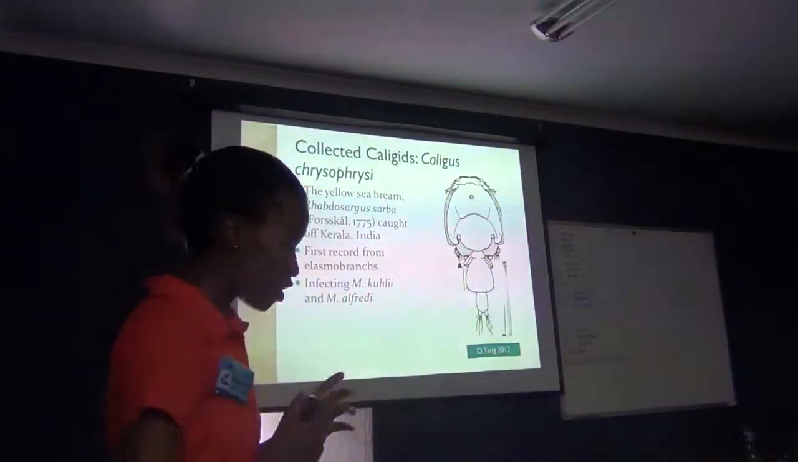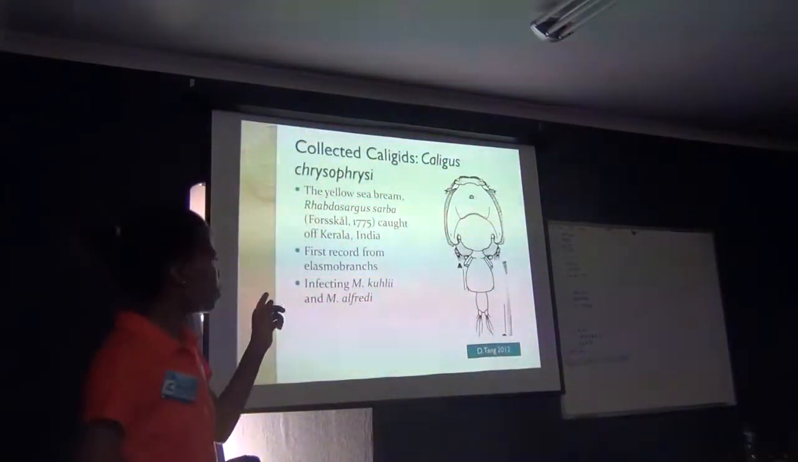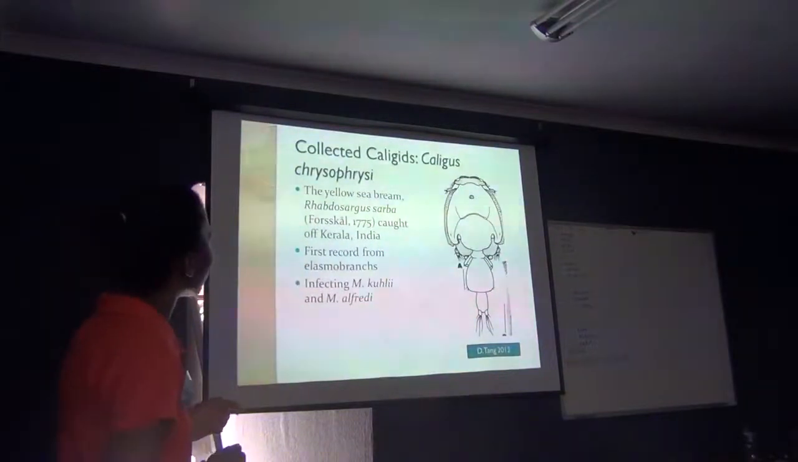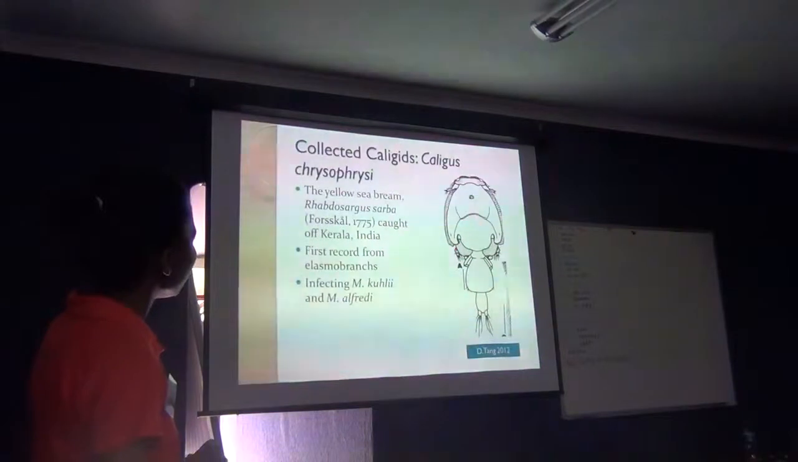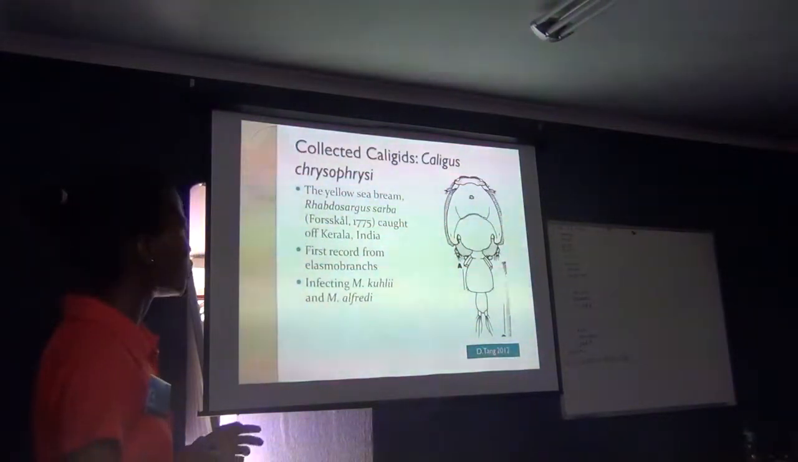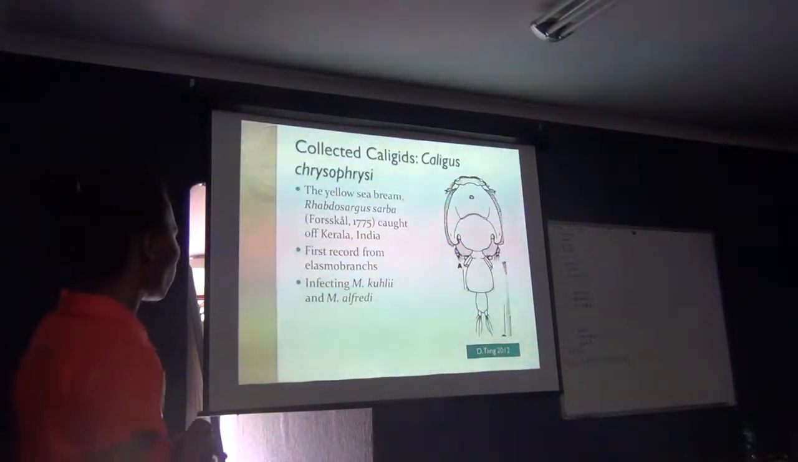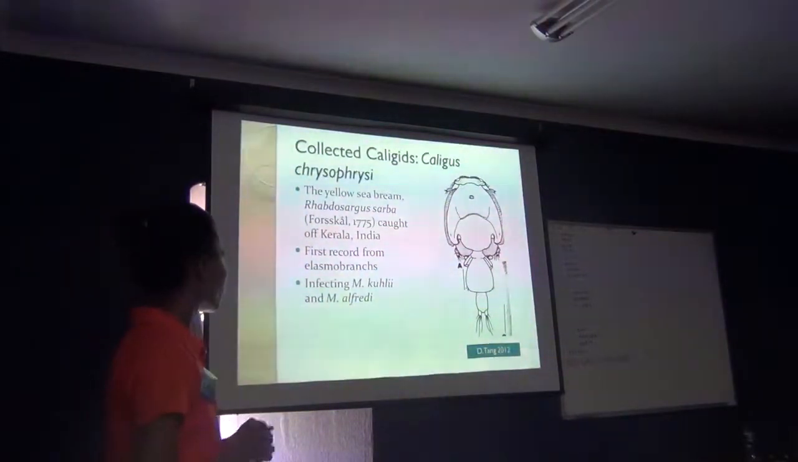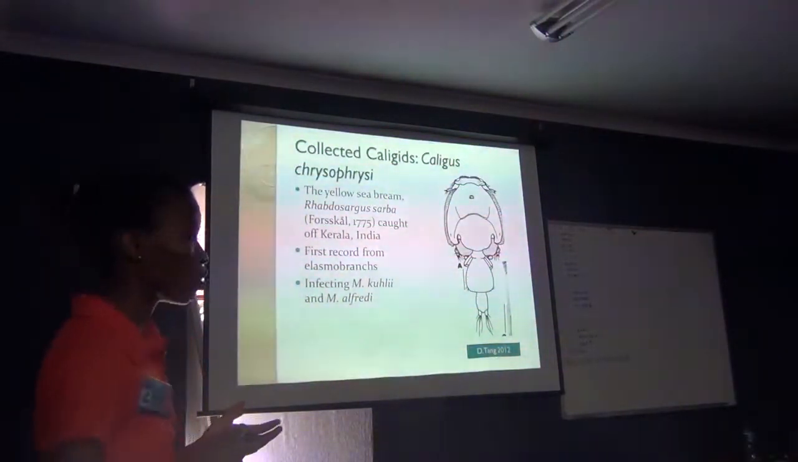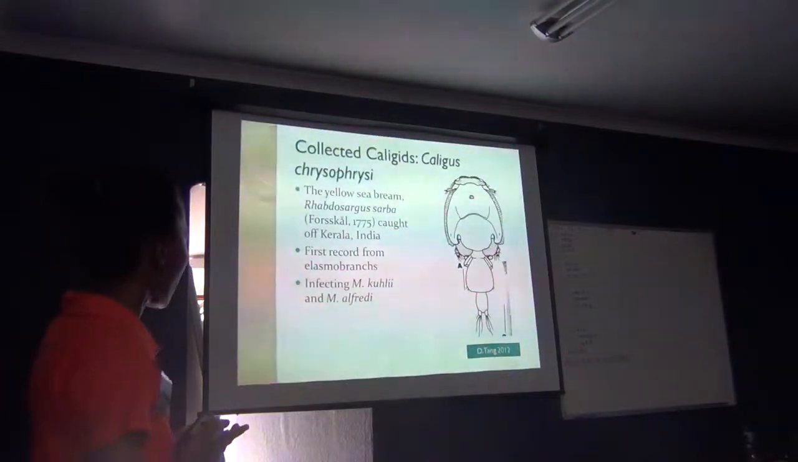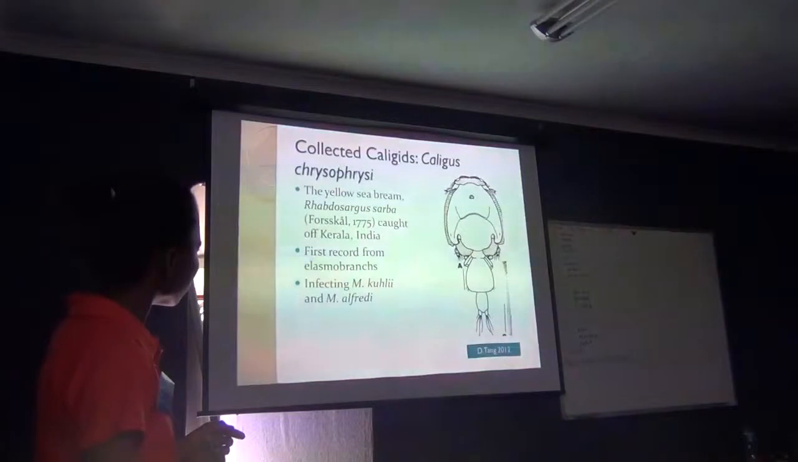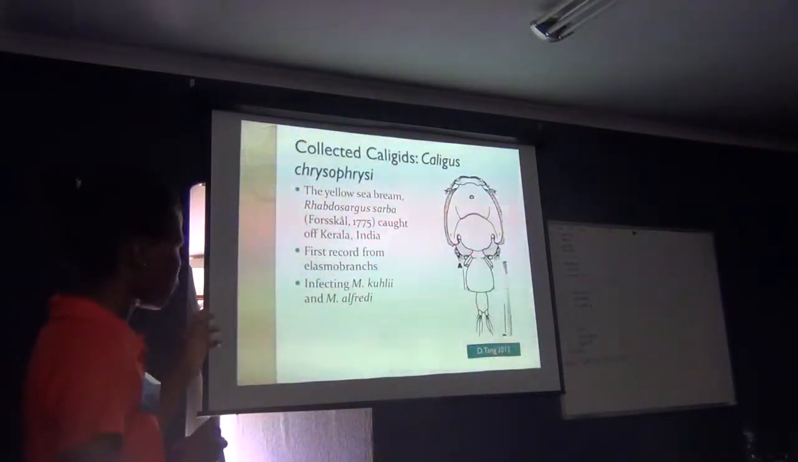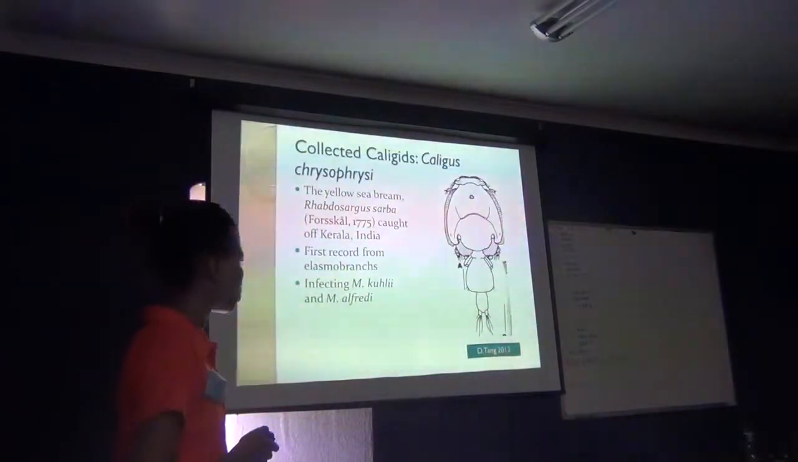Okay, just to start with the family Caligidae. In this family, we found Caligus chrysophrisi. This species has only been reported from the yellow sea bream Rhabdosarcus sarva, which was caught off Kerala in India. So this marks the first record of this species on an elasmobranch. We were able to collect this from Mobula kuhlii and Manta alfredi.